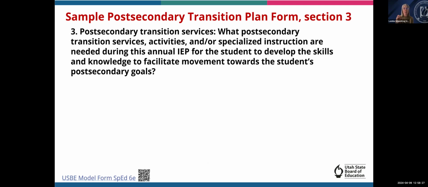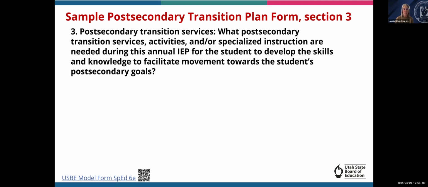So this is again what the form looks like in Utah. This is the question. It says, what post-secondary transition services, activities, and/or specialized instruction are needed during this annual IEP year for the student to develop the skills and knowledge to facilitate the movement towards those post-secondary goals? I know that's a lot of words, right?